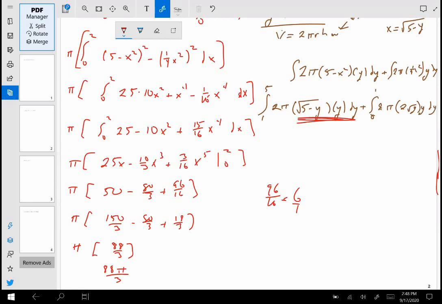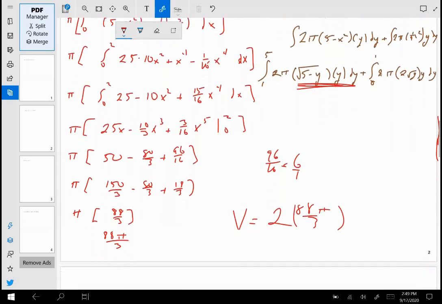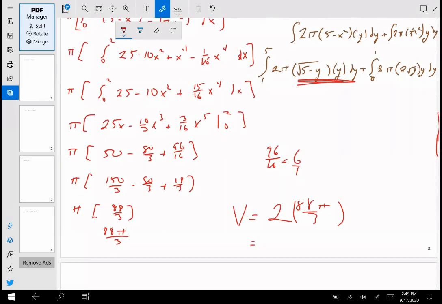Yes, because we did our symmetry stuff. So the volume is 2 times that. 88 pi over 3, so that would definitely be 176 pi over 3.